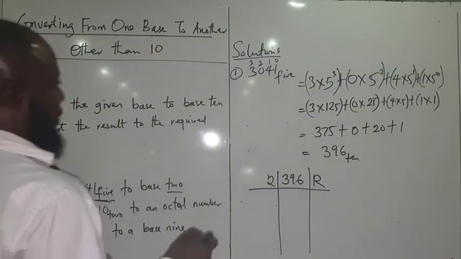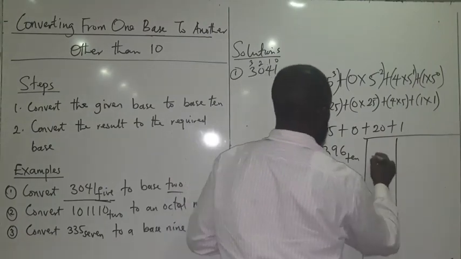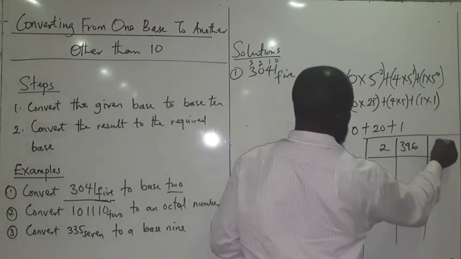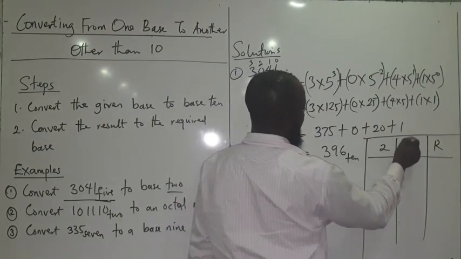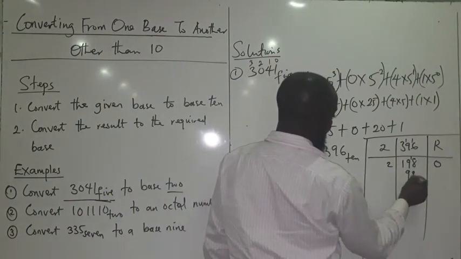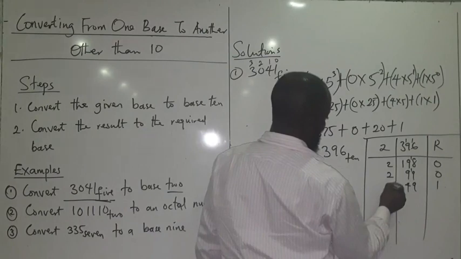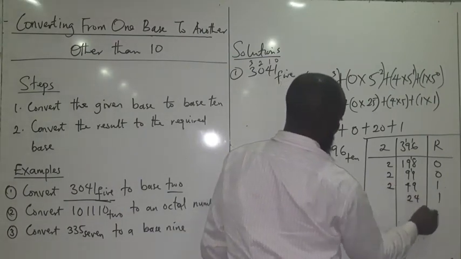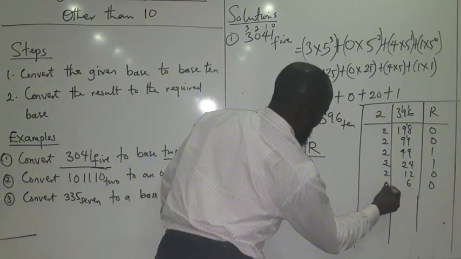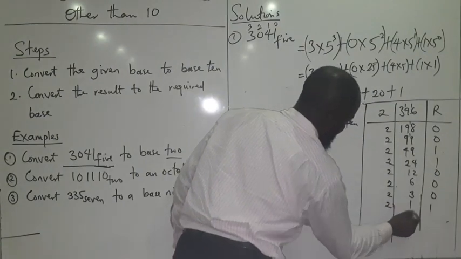Let's do it here, because of the space. We have the number here, 396, then 2, and we have the remainder. 2 into 396 is 198 remainder 0, then 99 remainder 0, 2 into 99 is 49 remainder 1, 2 into 49 is 24 remainder 1, then 2 into 24 is 12 remainder 0, 2 into 12 is 6 remainder 0, 2 into 6 is 3 remainder 0, 2 into 3 is 1 remainder 1, then 2 into 1 is 0 remainder 1.